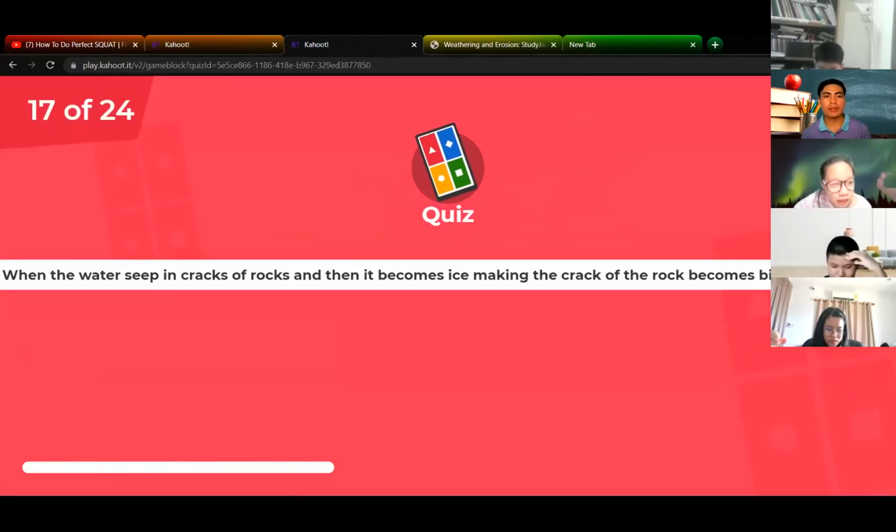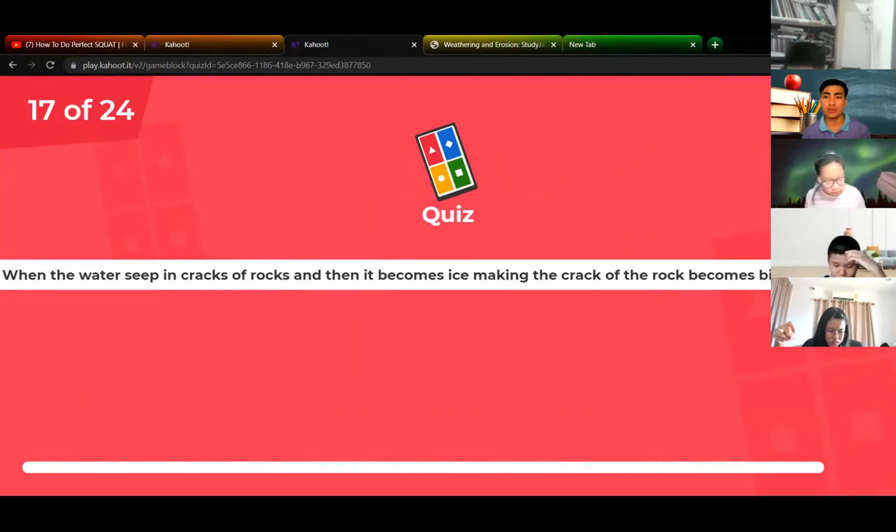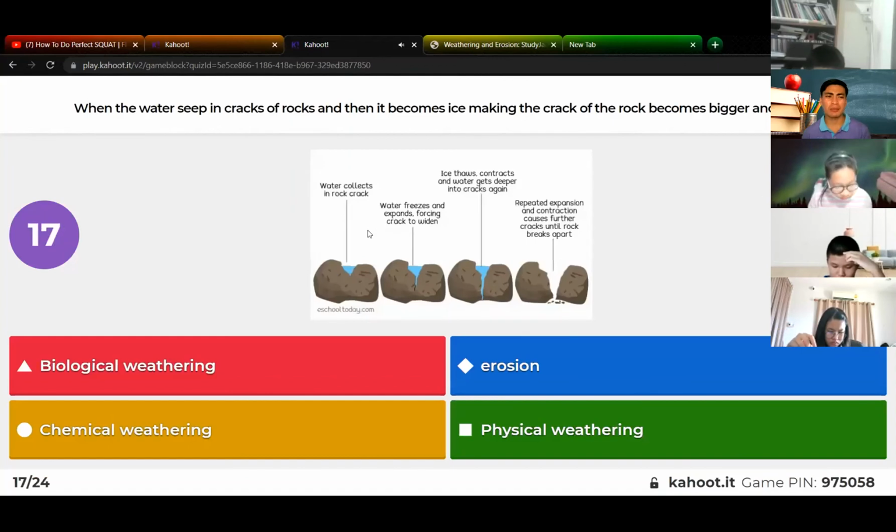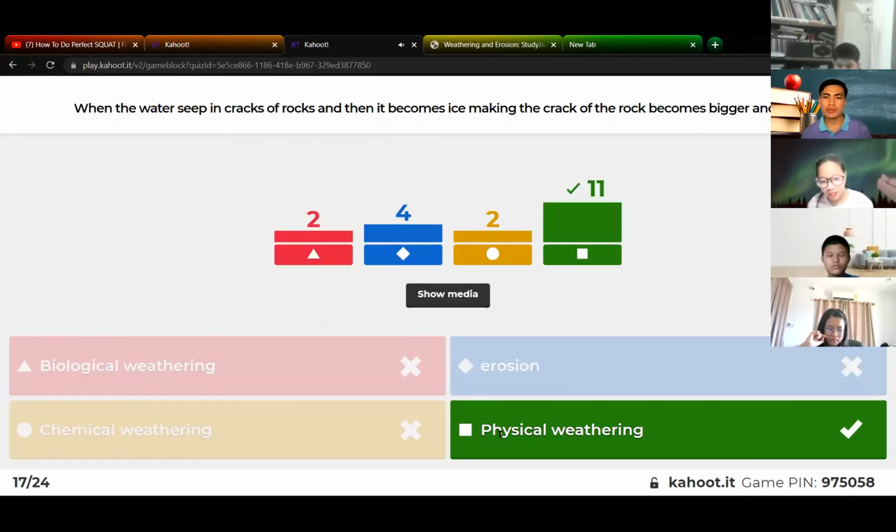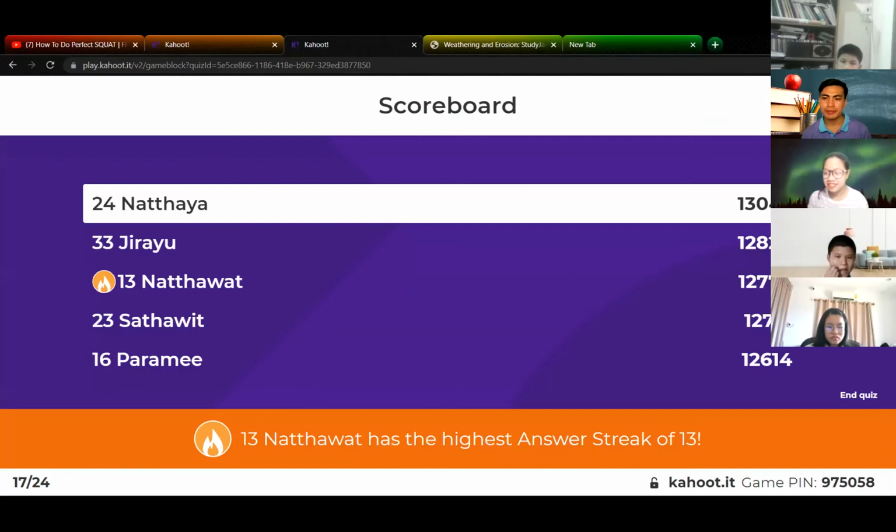When the water seeps in cracks. Okay, so this is like when the rock will split into two. So what is that? Biological, physical, or chemical weathering, or erosion? What is that? It involves water. So what do you call that? Skip. Bang. The correct answer is physical weathering. Thank you for remembering that. I'm so happy that you remember that.